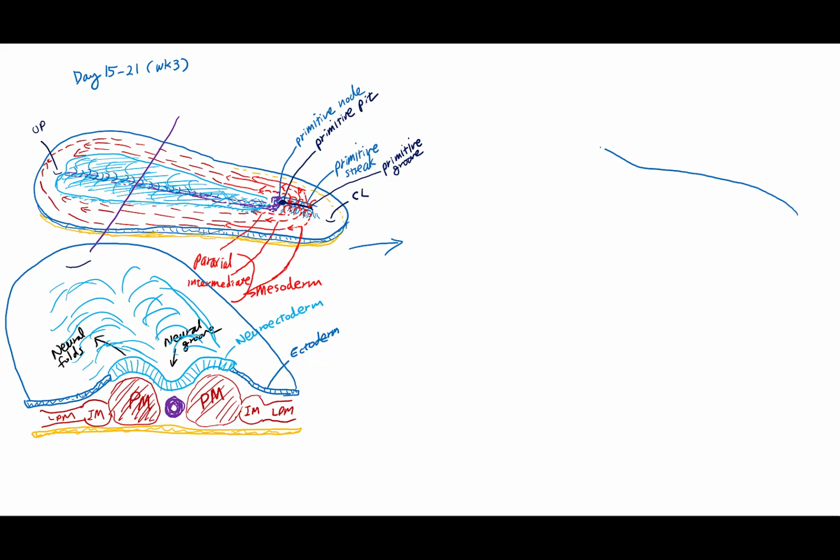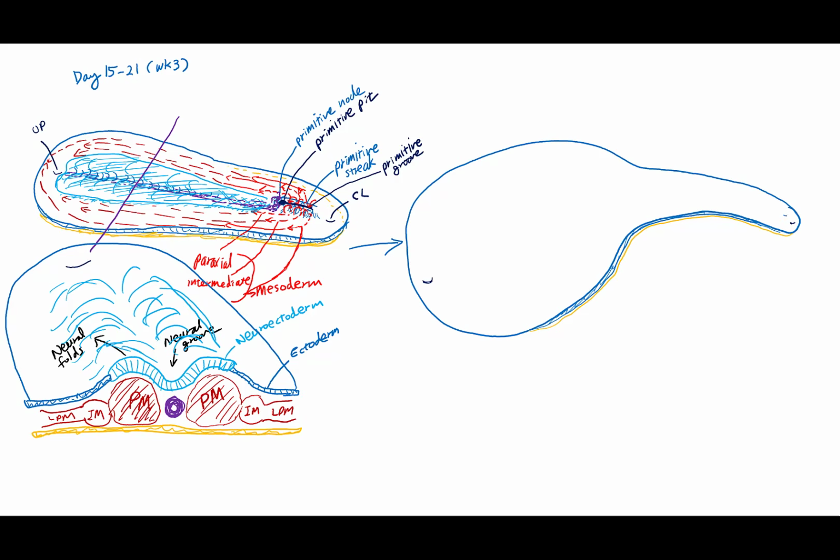Towards the end of week 3, so day 21, the embryo has grown quite significantly and its shape has also morphed quite a bit. So let's make sense of this. Right now it kind of looks like a tadpole here, but the oropharyngeal membrane is still intact and the cloacal membrane is still present towards the caudal end.